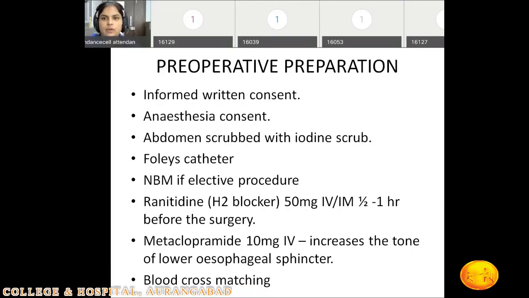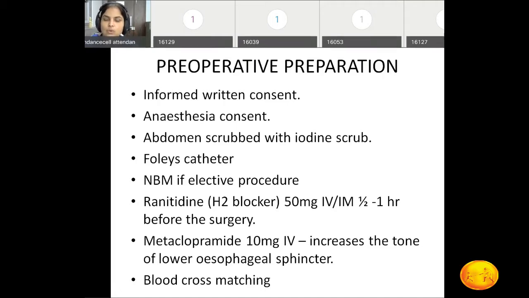Now, preoperative preparations. What we need to do is have an informed written consent. What do we mean by informed written consent? The whole procedure has to be explained to the patient in cesarean section, that what exactly are we going to do with her, and what are the complications of the cesarean section. Obviously, bleeding and infection are related to all procedures, even if it is a minor or a major procedure.